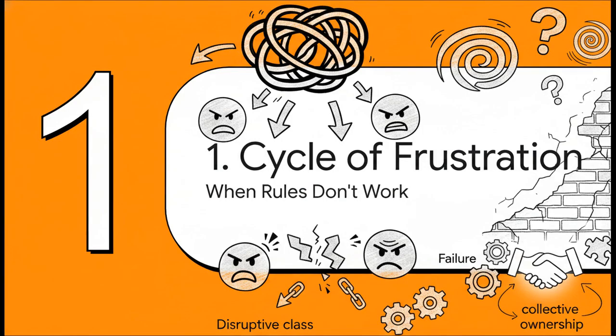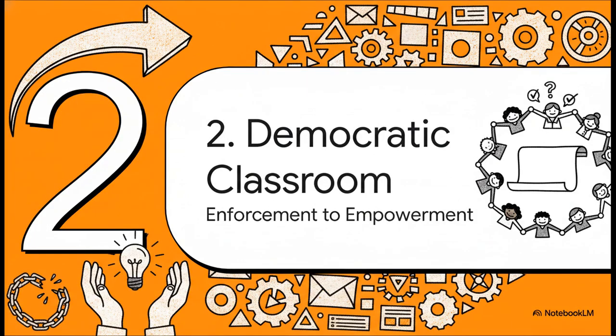Look, let's just be real for a second. When you're trying to manage a big, disruptive class, it can be totally overwhelming. But here's the thing, those challenges aren't a sign that you're failing as a teacher. They're actually symptoms of a classroom that's missing a sense of shared purpose, a sense of collective ownership. And this is where we make the pivot.